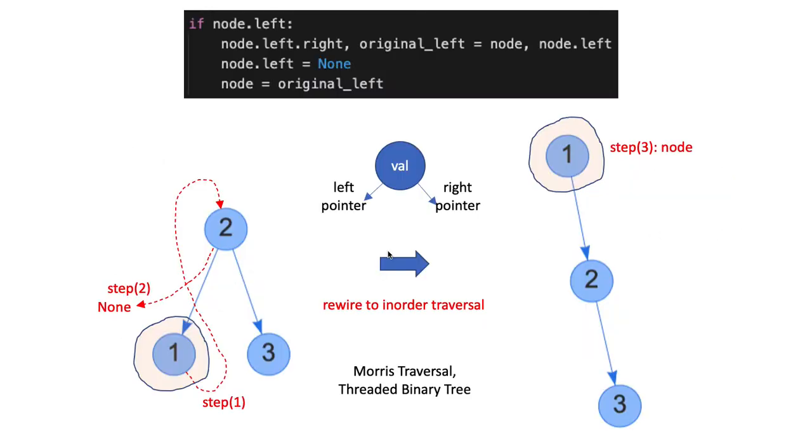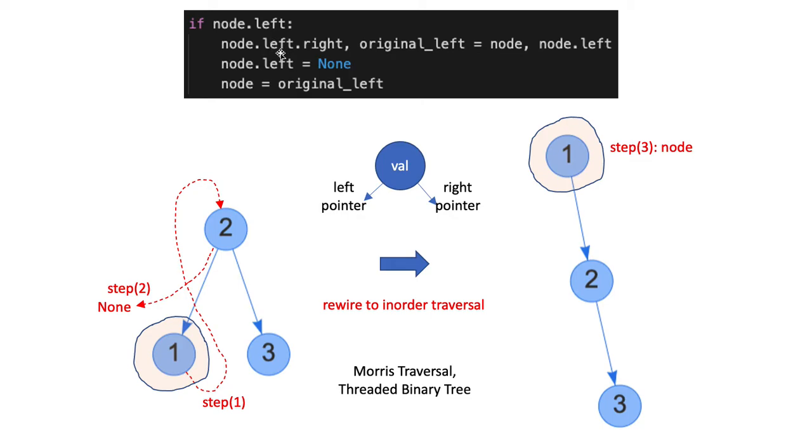First, we would like to remind ourselves that in each tree node instance, there are two pointers, a left pointer and a right pointer. And then, based on this idea, Morris traversal, or sometimes known as threaded binary tree, is simply to rewire the connection in the original tree to a new arrangement. In this question, the new arrangement is a tree that will give us the in-order traversal. There are three steps here. Step 1.